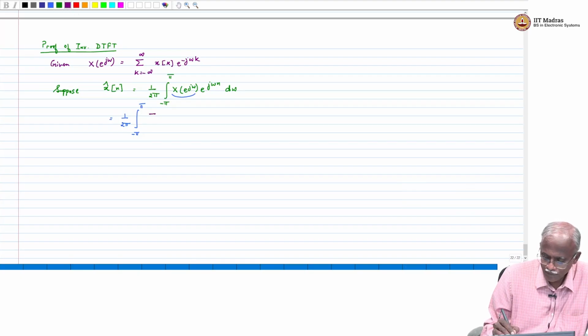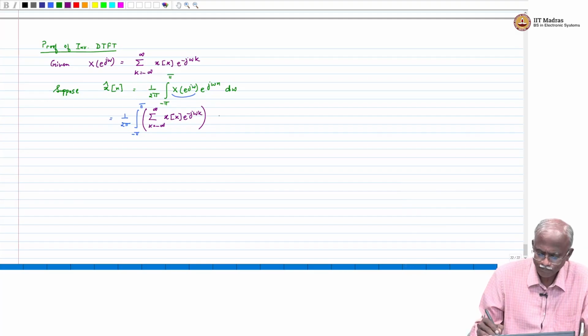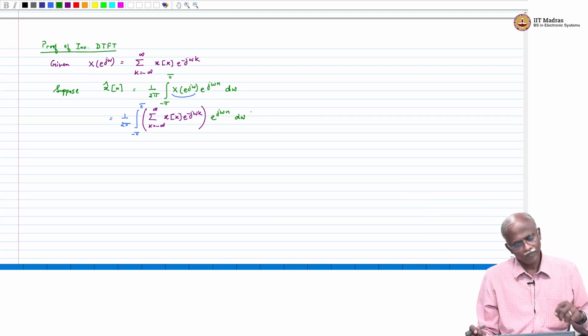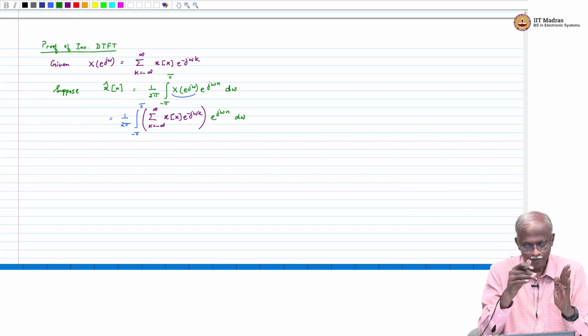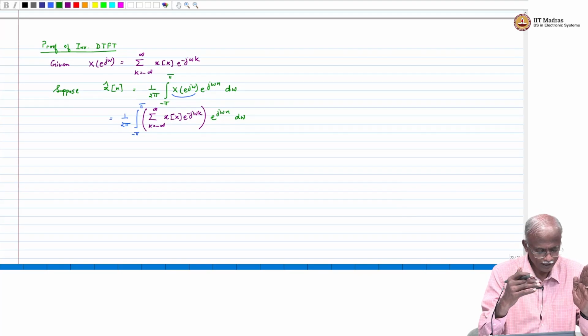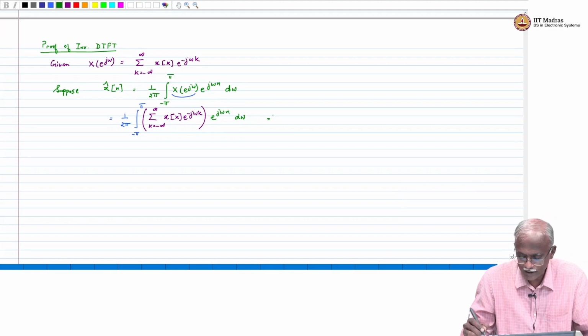So, basically what we will get is summation k equal to minus infinity to infinity x of k e power minus j omega k. Okay. This is the expression for X e of j omega. We have e of j omega n d omega. We have an integral from minus pi to pi, we have a summation from minus infinity to infinity. What I am going to do is interchange the order of the summation and the integration.